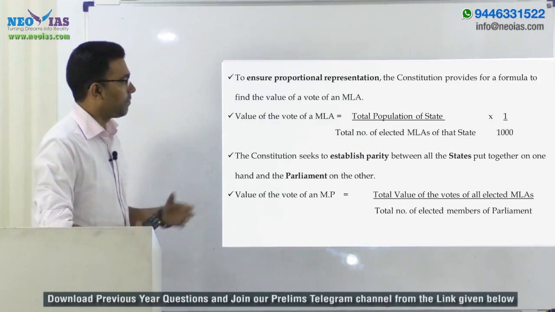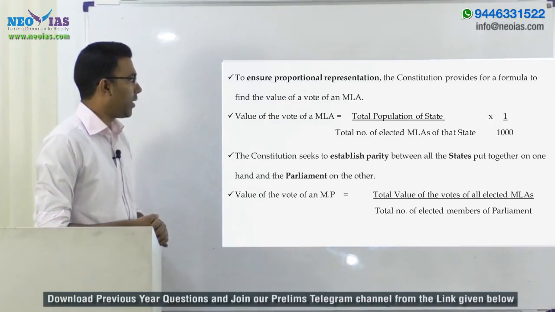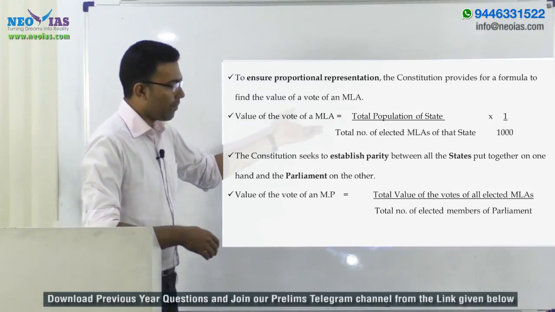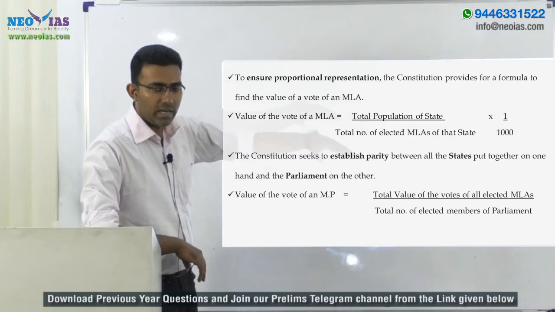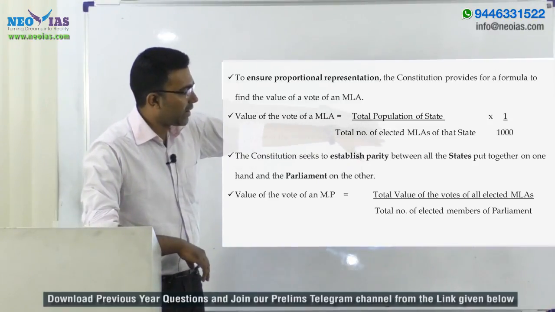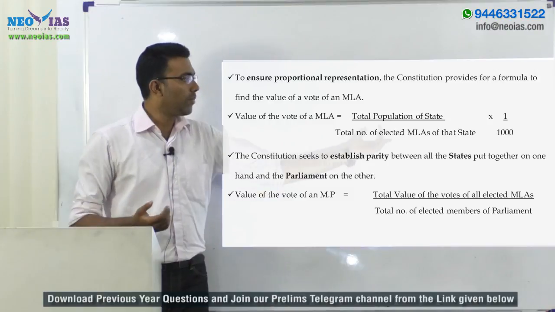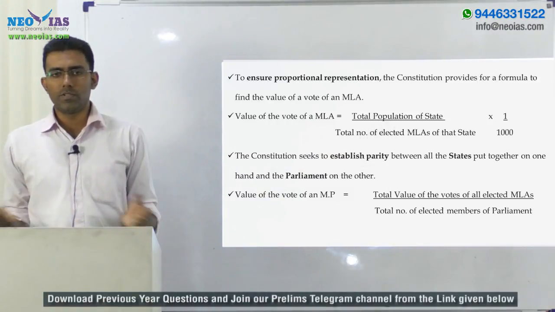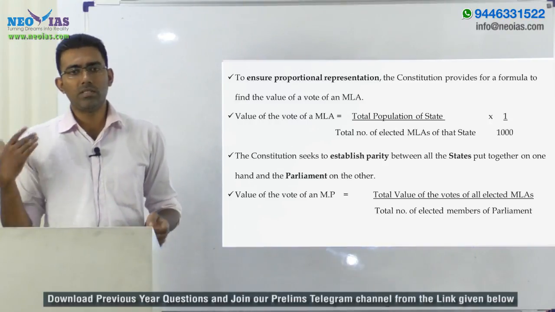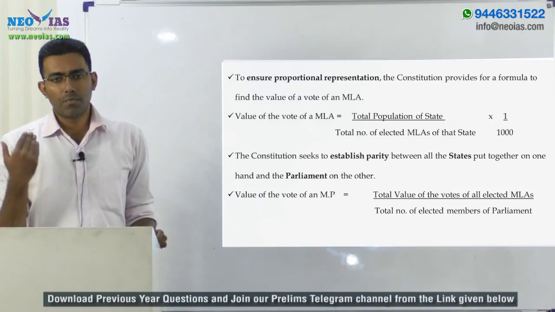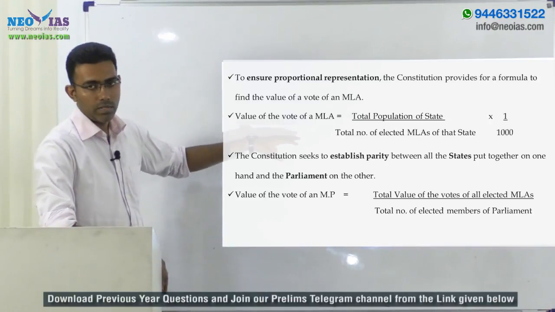Regarding the formula, in order to bring in proportional representation, the Constitution provides this formula. The value of the vote of an MLA is equal to the total population of the state divided by the total number of elected MLAs of that state, into 1 by 1000. Both the population and the number of elected MLAs vary from state to state, so the value varies. The value of the vote of an MLA of Kerala or Tamil Nadu is different from that of an MLA of Madhya Pradesh, Haryana or Himachal Pradesh. So this one is okay.